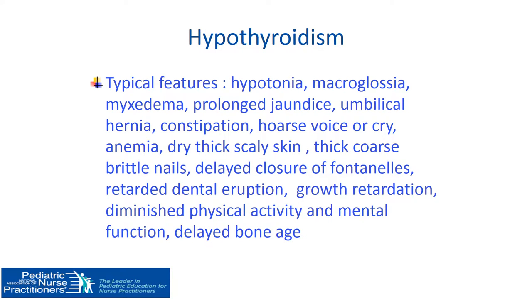Signs of hypothyroidism. Some of the classic signs are hypotonia, macroglossia, myxedema, prolonged jaundice, umbilical hernia from muscular weakness, constipation, hoarse voice or cry, anemia, dry, thick, scaly skin, thick, coarse, brittle nails, delayed closure of the fontanelles, retarded dental eruption, growth retardation, diminished physical activity and mental function, and delayed bone age. These are all characteristics of a decreased metabolism.